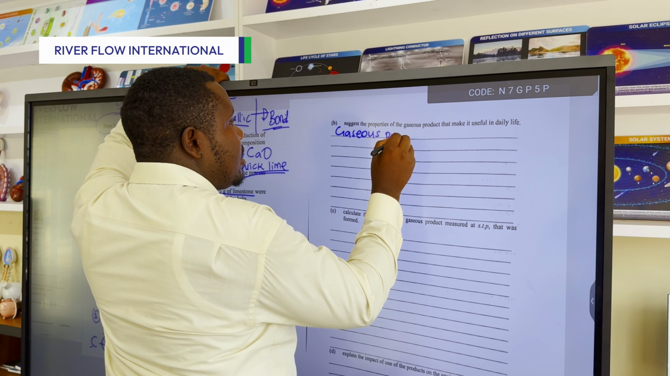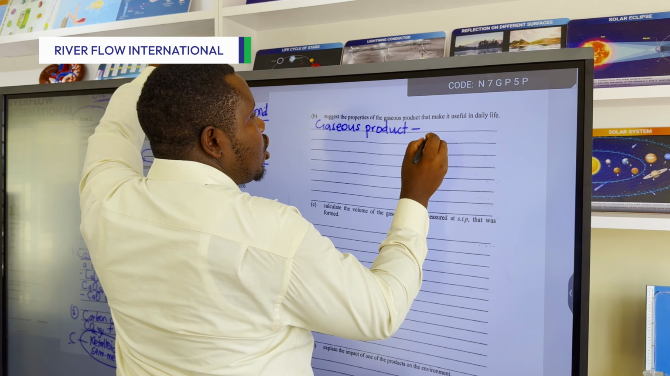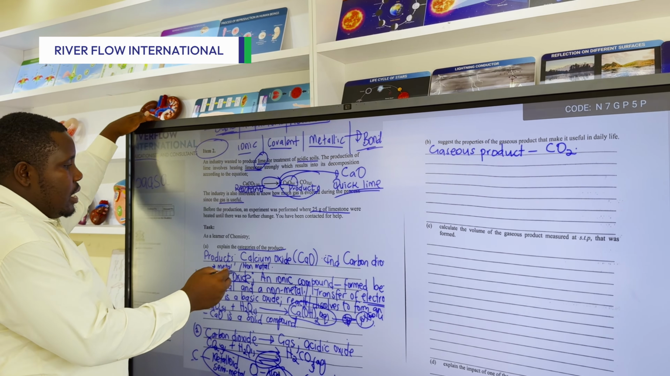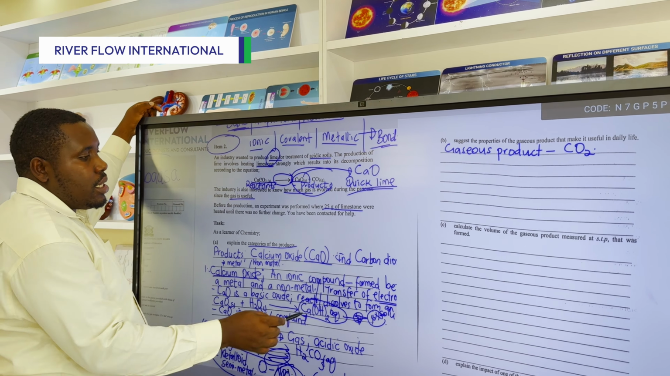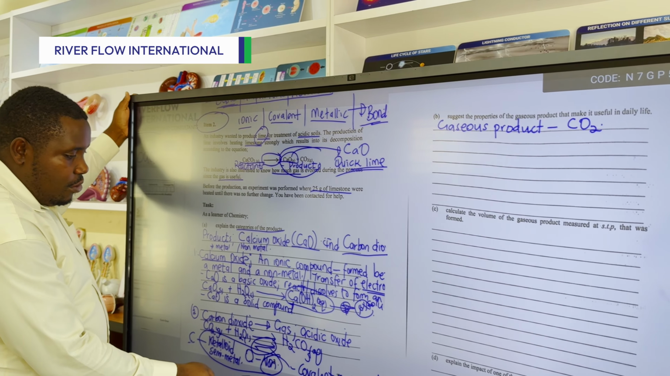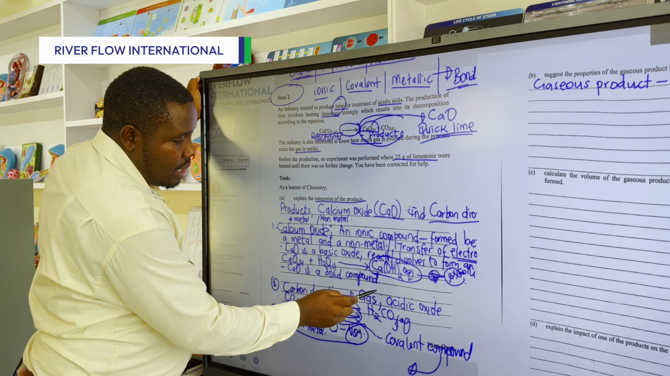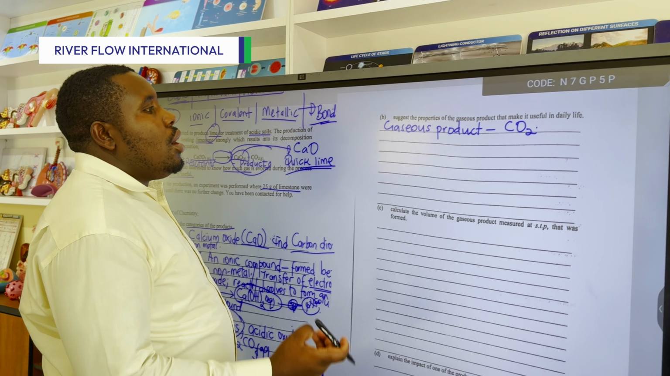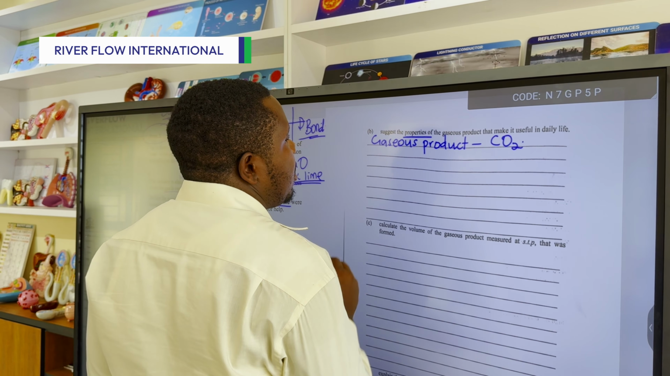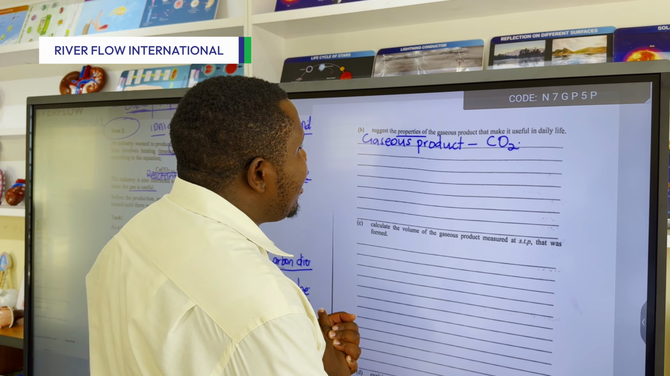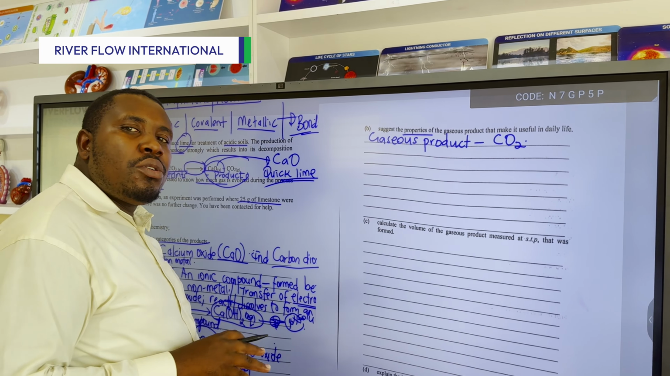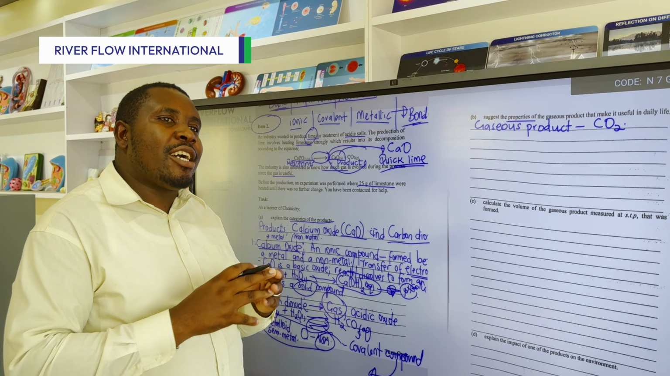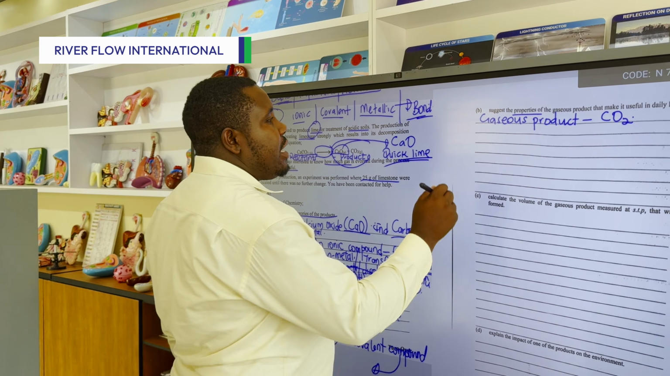So the gaseous product of this reaction is carbon dioxide, as we can see here, because we have two products. We have calcium oxide and carbon dioxide, of which we have said that of the two, carbon dioxide is a gas and this one is a solid. Okay, so what properties? So we want to look at properties of carbon dioxide that make it useful in daily life. Number one, we all know that carbon dioxide is used in fire extinguishers. So we want to know what property does carbon dioxide actually have that makes it be used in fire extinguishers.